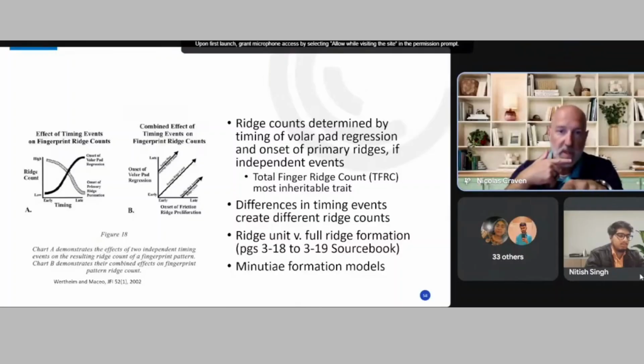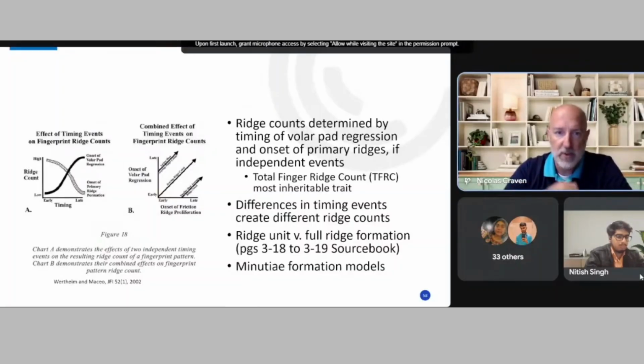And I mentioned the source book here. That one is a free resource that you can use. It's called the Fingerprint Sourcebook. I want to say it was the U.S. Department of Justice that created that book. It's a PDF that was created, I think, in 2012 or 2011.